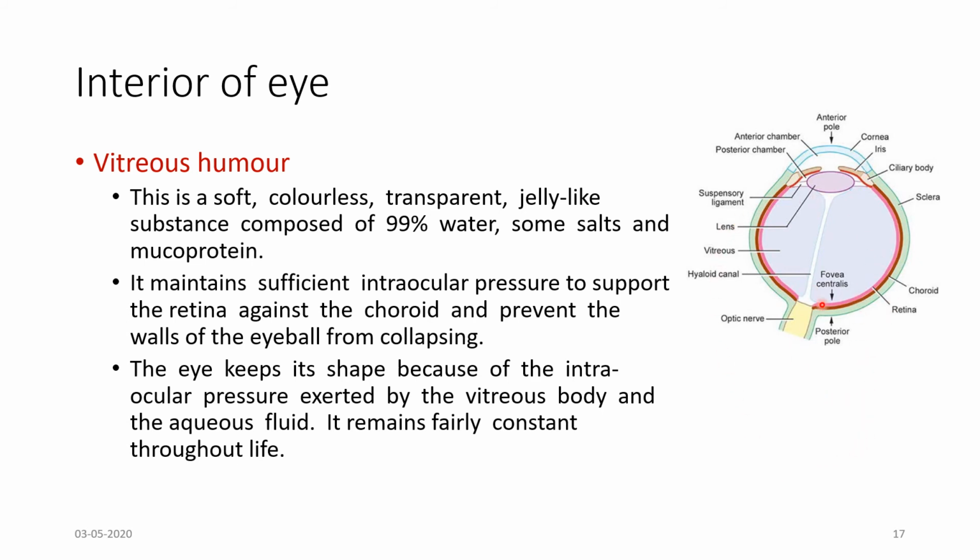It keeps the shape of the eye because of the intraocular pressure, which is exerted by this one, and also the aqueous fluid. So the aqueous fluid and the vitreous body are responsible for maintenance of shape of the eye, and it remains constant throughout the life.